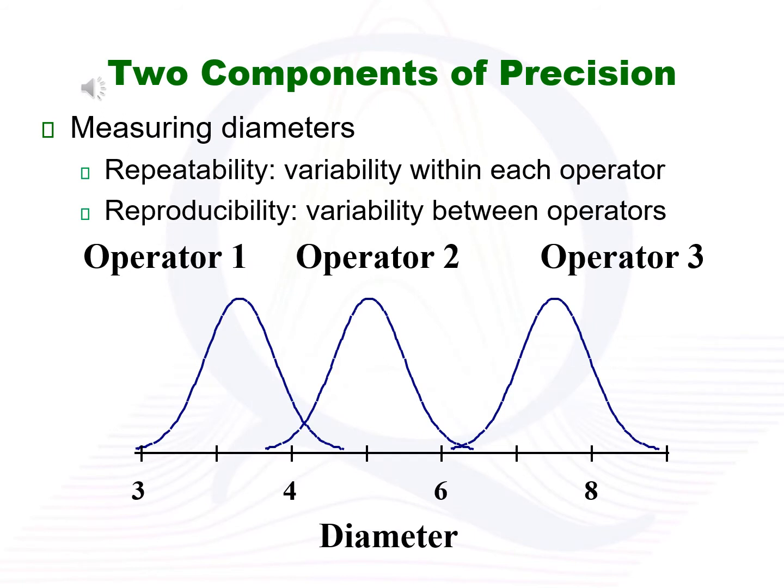This slide shows the results of the same item being measured by 3 operators. The variability within the individual distributions is each operator's repeatability. The variability between the operators represents reproducibility.